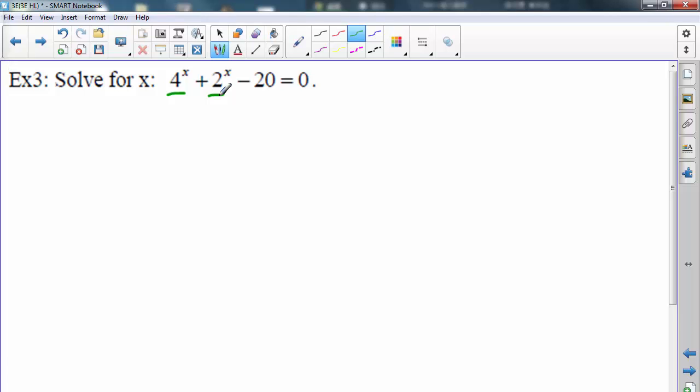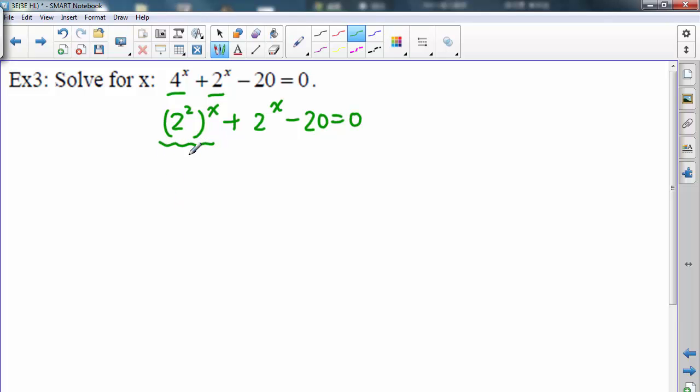If you see different bases in any type of the exponential equations, the first step you need to take is always to change both of them to the common base. So I will change 4 to a power of 2, which is 2 squared raised by x, plus 2 to the power x minus 20 equals 0.